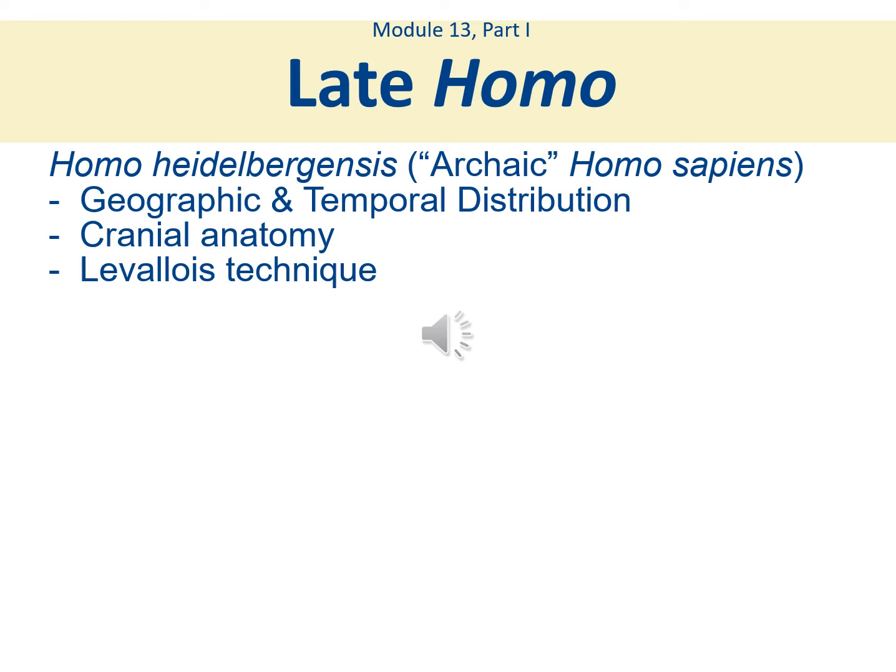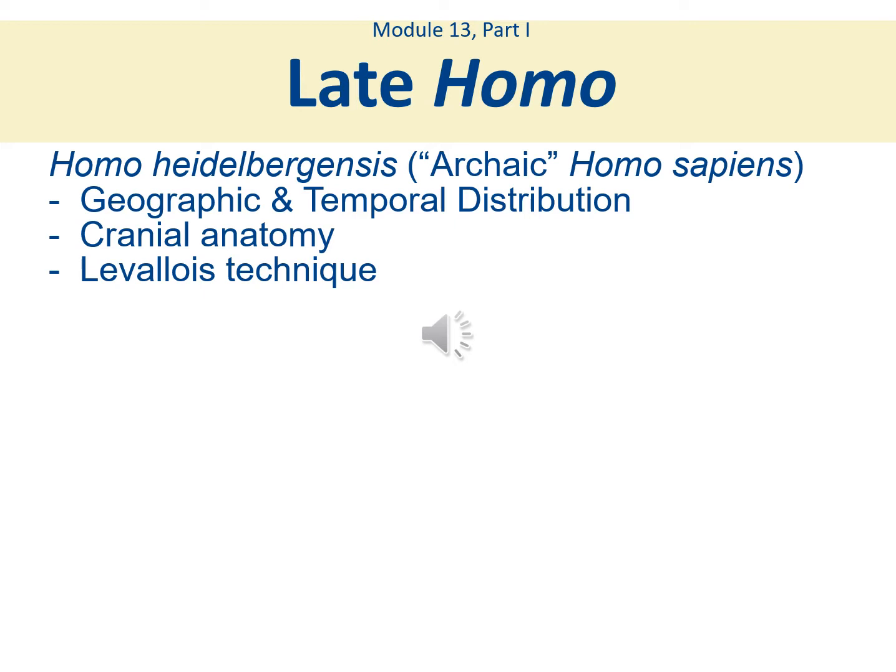This brings us to the final module, module 13 on late Homo. It's going to cover heidelbergensis, Neanderthals, and us, right? Anatomically modern Homo sapiens. Heidelbergensis is a big problem. It's also been called archaic Homo sapiens, which is even more confusing. Basically, we've got a bunch of creatures that are intermediary between Homo erectus and us and Neanderthals. And it looks kind of difficult to classify.